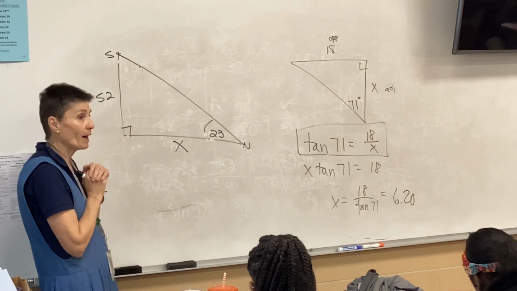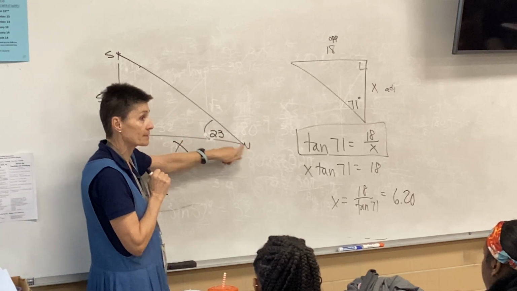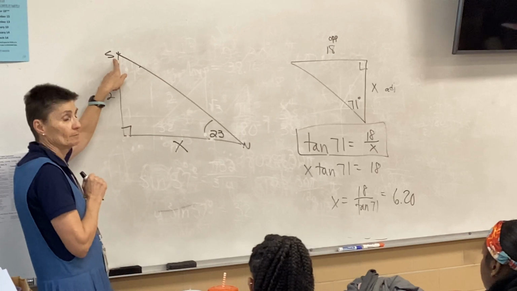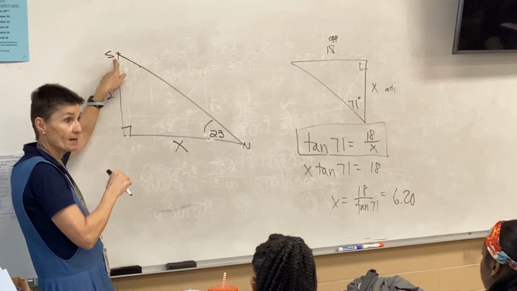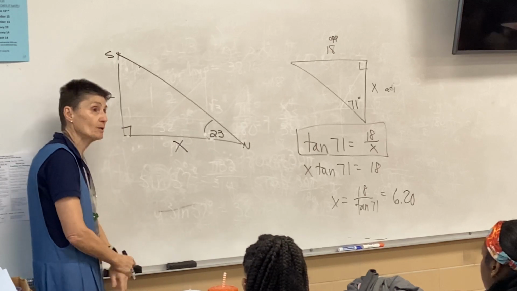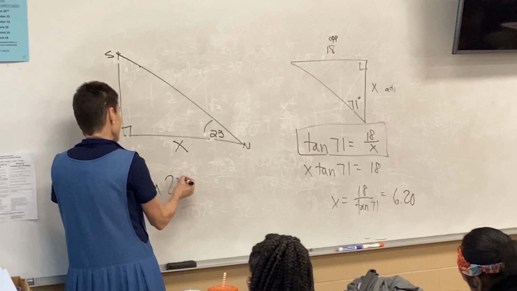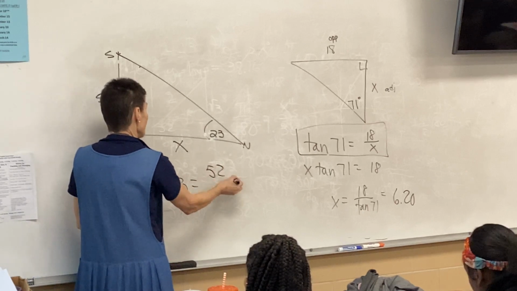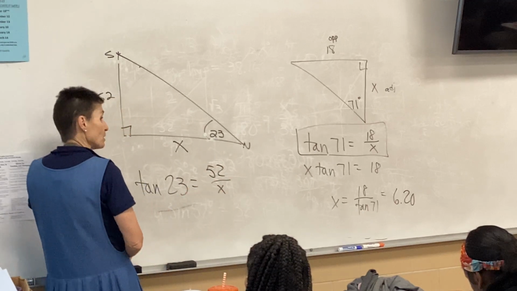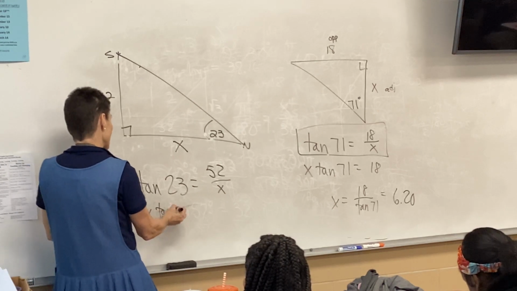That is not the hypotenuse. The hypotenuse is the distance from the nut to the squirrel. That could be a question, but it's not. This is X. All right, pick a function: sine, cosine, or tangent. Tangent. Tan 23 equals 52 over X. There's your equation. Now solve it however it works for you.